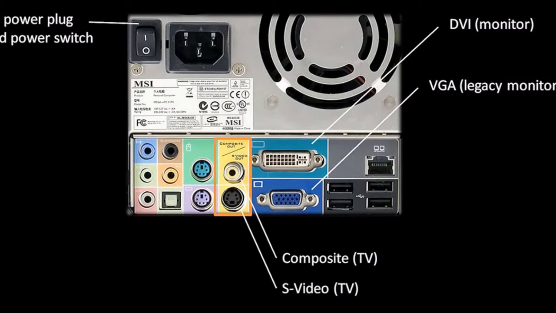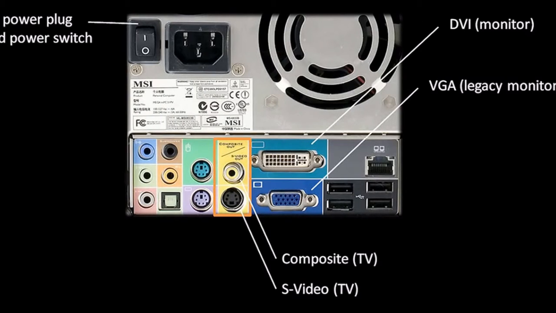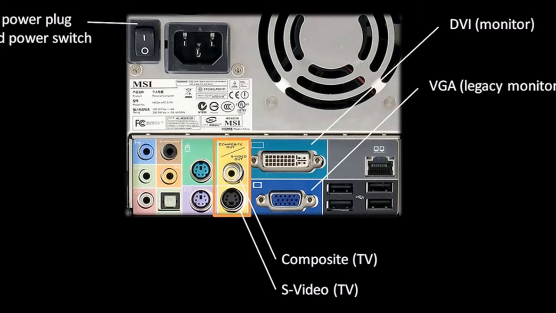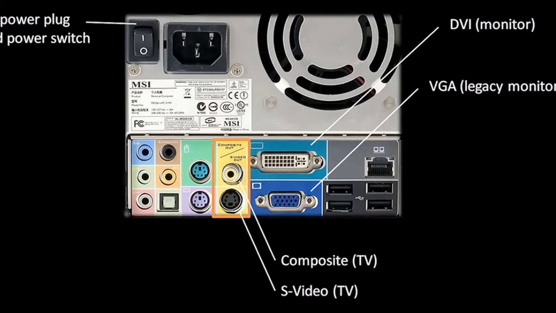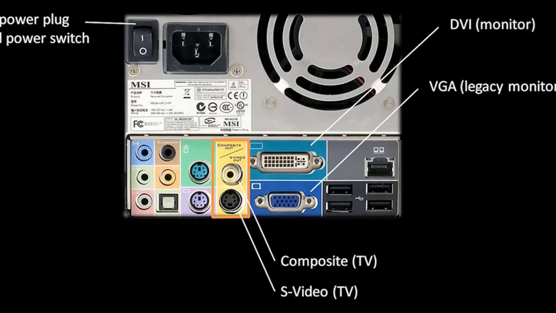On this particular computer, we happen to have outputs to send an image to a television. You probably recognize these from the back of televisions, VCRs, and DVD players. The one on top is called composite, and the one on the bottom is called S-video. And actually these are also examples of legacy technologies. They're being phased out in favor of newer standards, like for example HDMI.